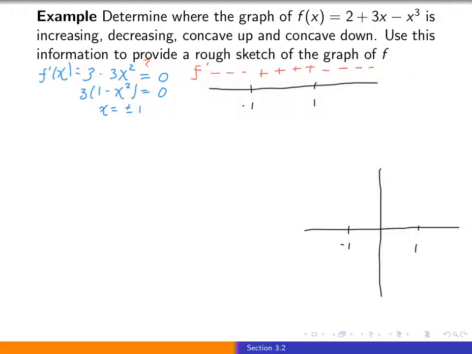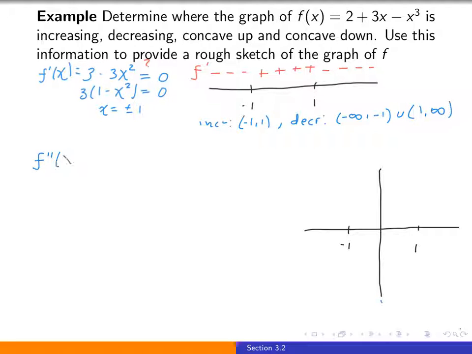So putting this together, our function is going to be increasing on the interval from minus 1 to 1, and it's going to be decreasing on the interval from minus infinity to minus 1, along with 1 to infinity. So we've now determined the intervals of increase and decrease. The next thing we need to do is put this together with the concavity. So what is the second derivative?